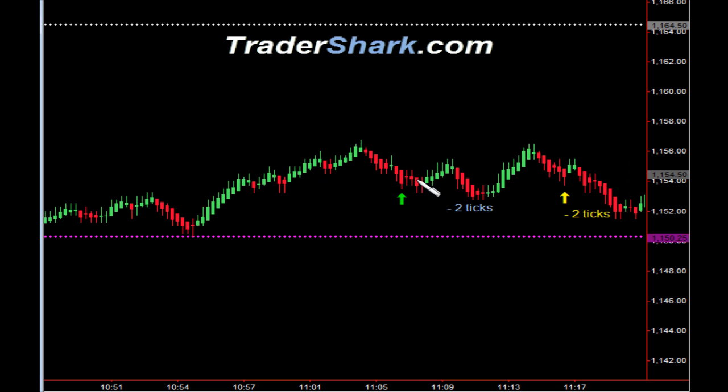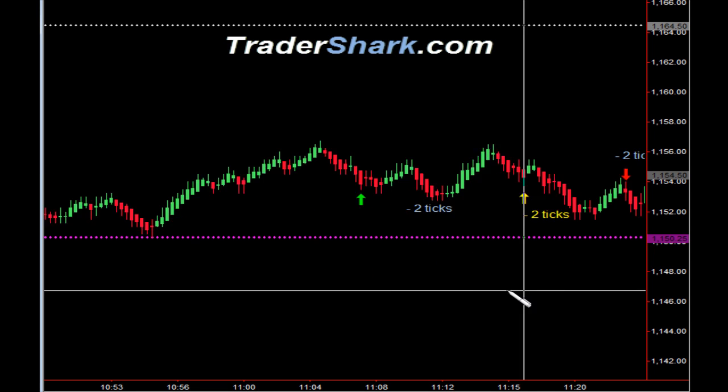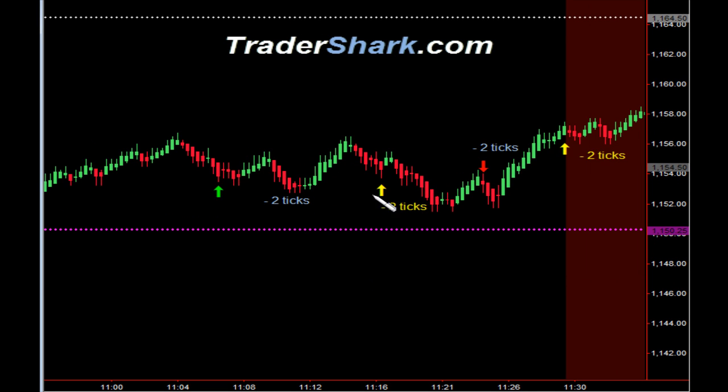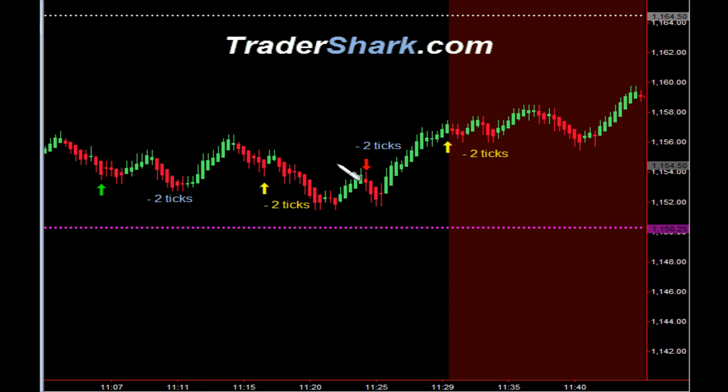We then had an opportunity to get long. Target 1 was hit, got stopped out for minus 2 ticks. I had another trade set up in the room that I did not take, but it was a valid setup to the long side. Target 1 was hit, got stopped out for minus 2 ticks. Another opportunity to get short, got target 1 off, got stopped out for minus 2 ticks.